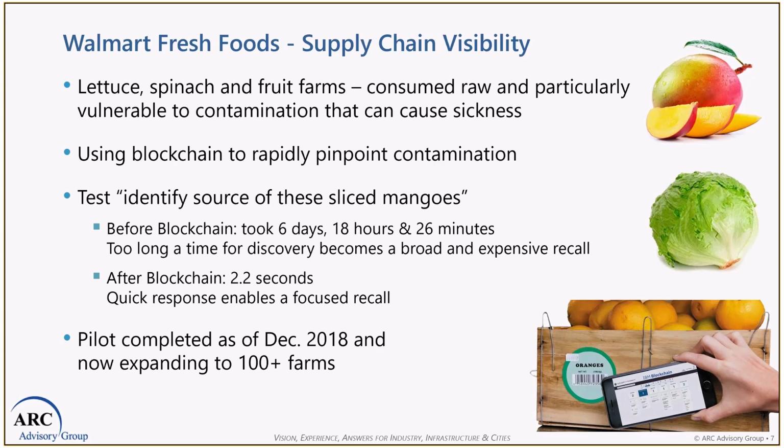So by being able to use blockchain and identify the source of it, we see in the case of Walmart here, when they did a test, manual methods took nearly 7 days to identify the source. Obviously, that's too long and then drives the broad, expensive $10 million type of recall. By using blockchain, they were able to identify the source within 2.2 seconds, which now allows them to focus the recall just to the bad products. Now, this pilot was completed back in 2018, and Walmart has vastly expanded the program.